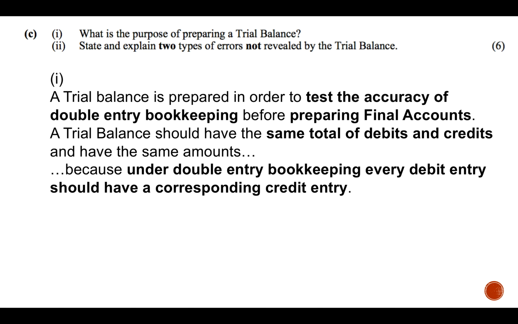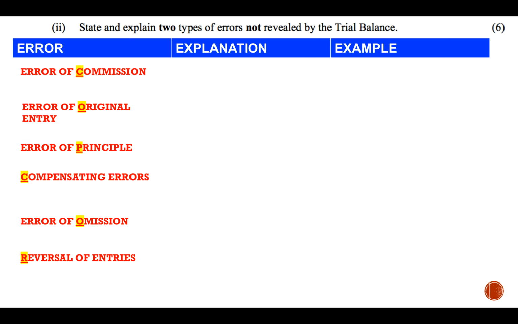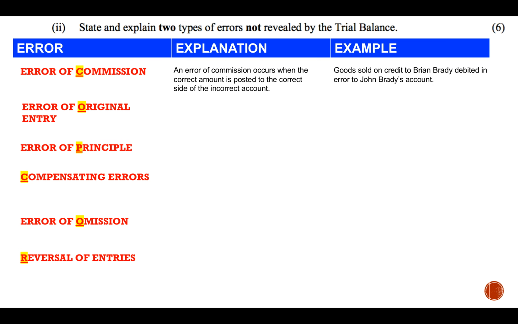Number 2 then, state and explain 2 types of errors not revealed by the trial balance. So this is your COP core then, all right? So error of commission first, let's explain it. An error of commission occurs when the correct amount is posted to the correct side of the incorrect account. For example, goods sold on credit to Brian Brady debited in error to John Brady's account.